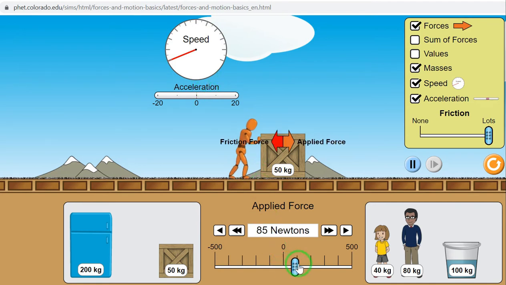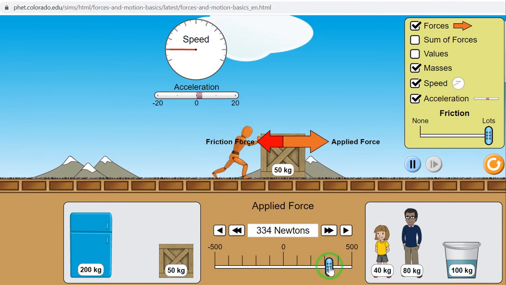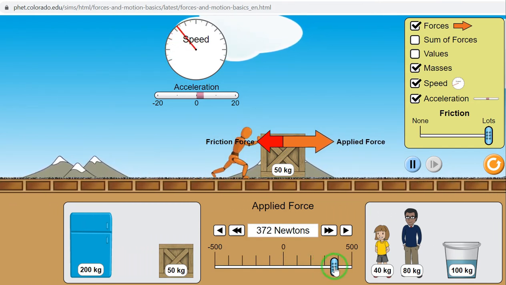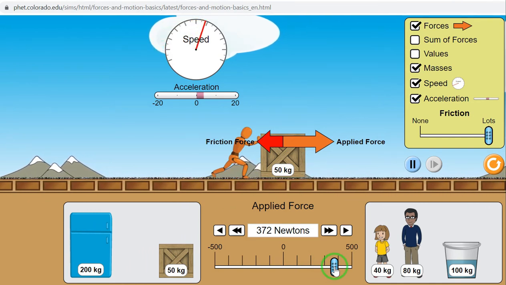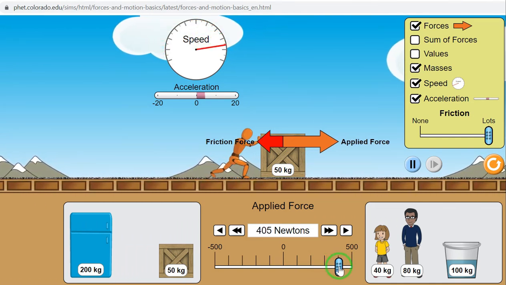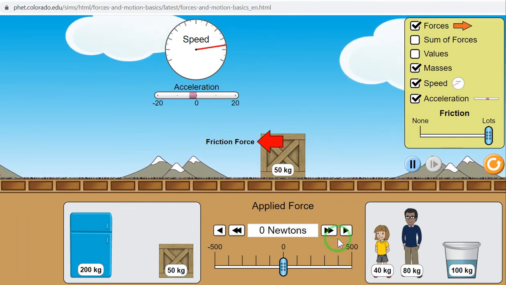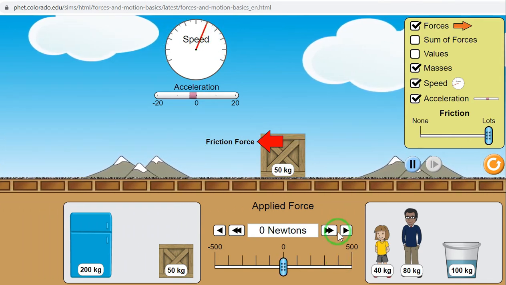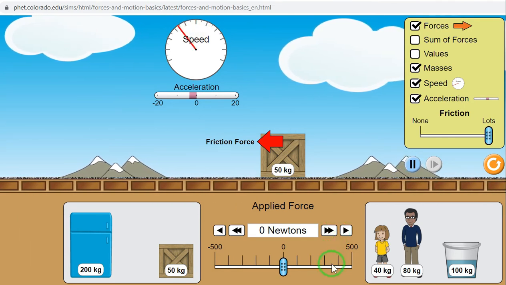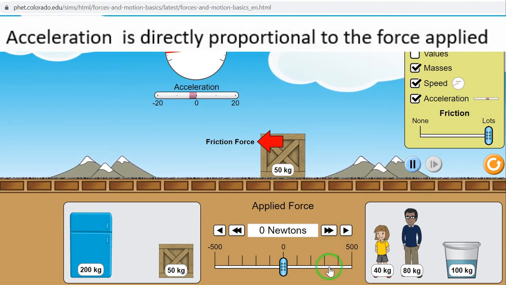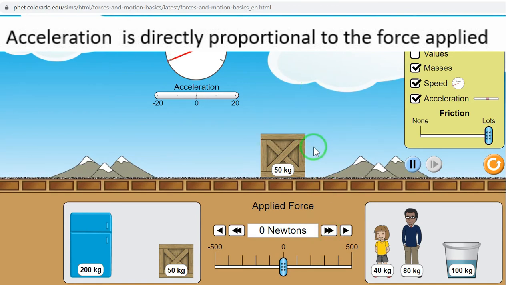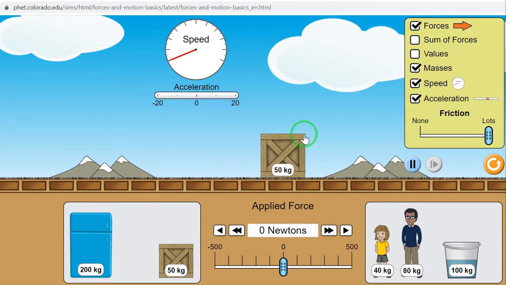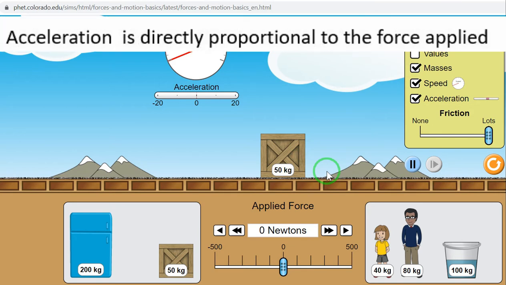So as I increase the force, the speed increases as well as acceleration. Look at the acceleration. The acceleration also increases. More the force, more will be the acceleration. So what to conclude? As the force increases, the acceleration of the body also will increase. Now, how do we express this mathematically? Acceleration is directly proportional to the force, right?